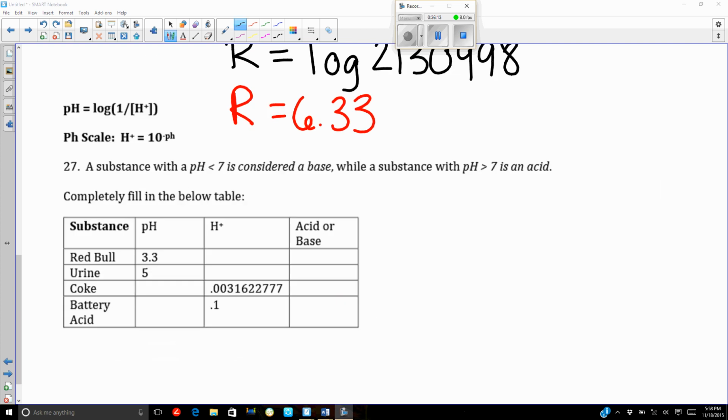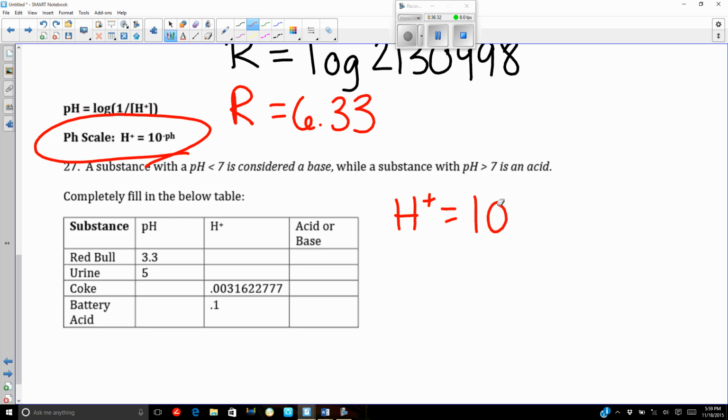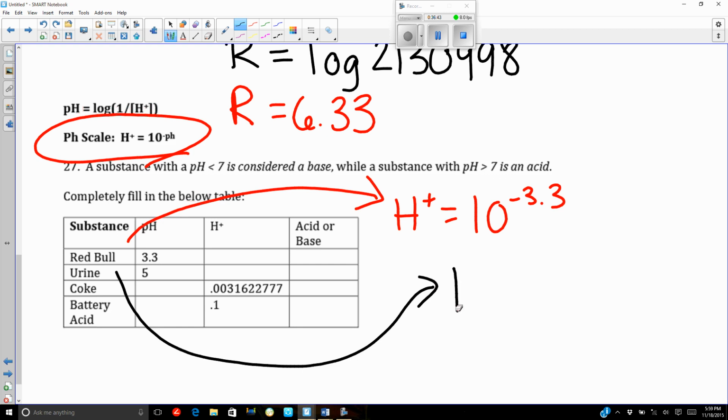So for 27, we're going to use the pH formula. They give us the pH of 3.3. It wants us to find the hydrogen ions. So that means H plus just equals 10 to the negative 3.3 power. And that's for Red Bull. And then you're going to do a very similar thing for this person's urine. H plus equals 10 to the negative 5 power.